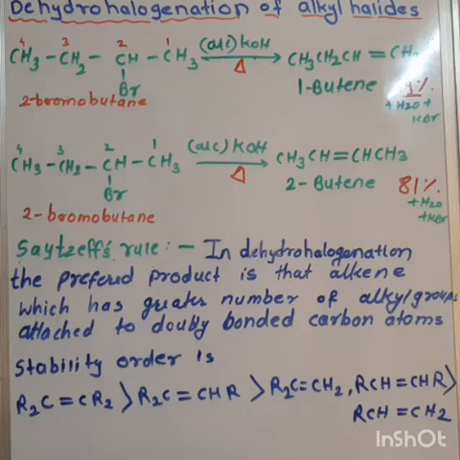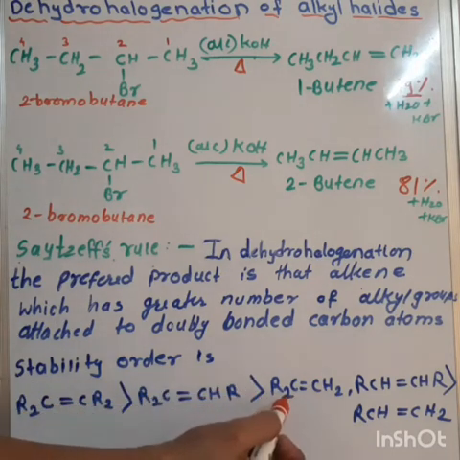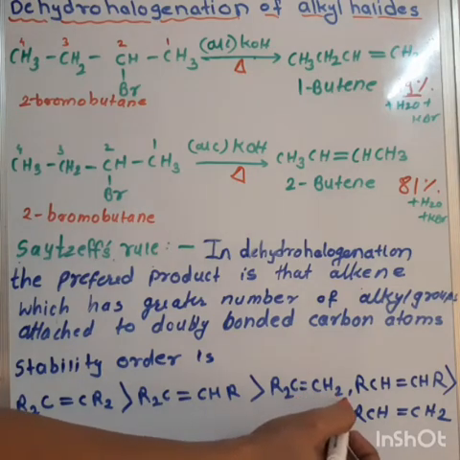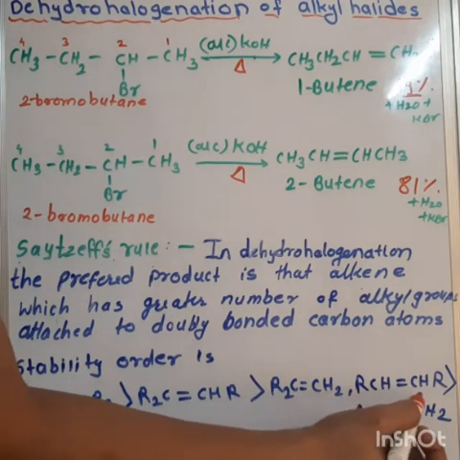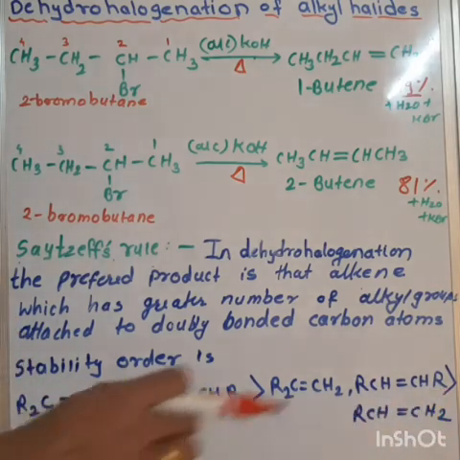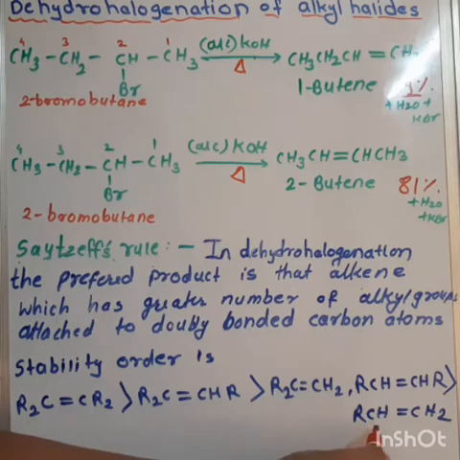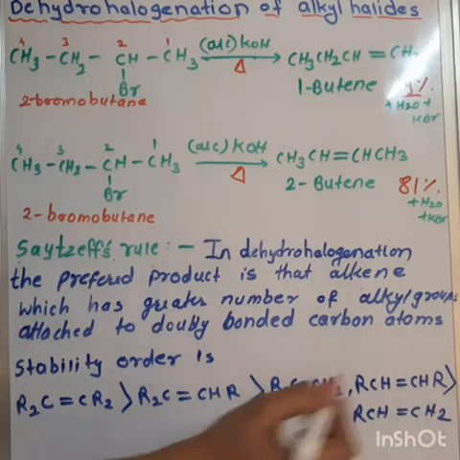So the stability order of alkyl-substituted alkenes is R2C=CR2 greater than R2C=CHR greater than R2C=CH2 and RCH=CHR, which are equally stable. After that comes RCH=CH2.